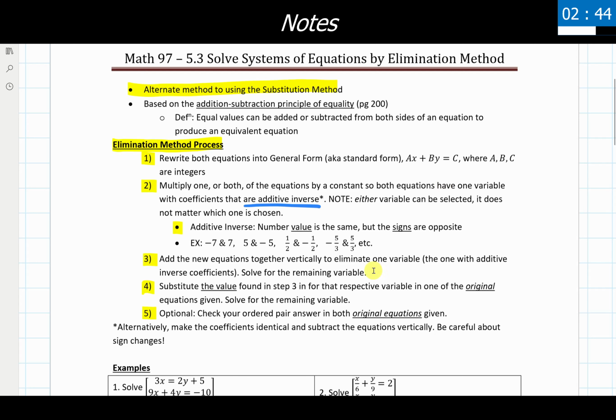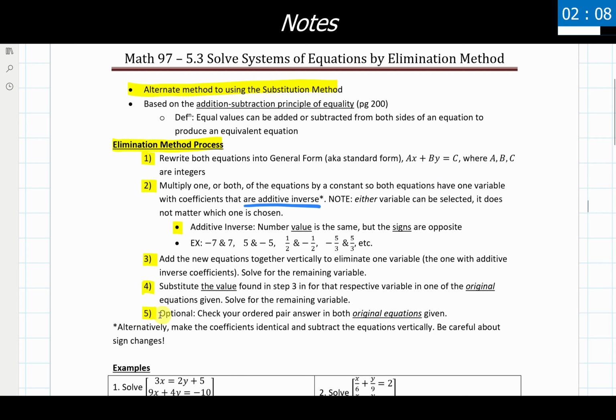Once we have that answer for one variable, we're going to substitute the value that we found from step 3, y equals a number, for instance, in for that respective variable into the original equations given, and we're going to solve for what's left over. So this could look something along this line. I'm going to eliminate x's, and I will first find a y value. I then plug y into one of my two equations, and I solve for x and find its value after that.